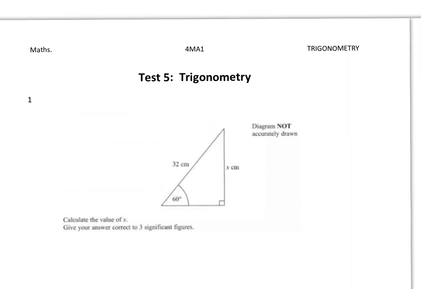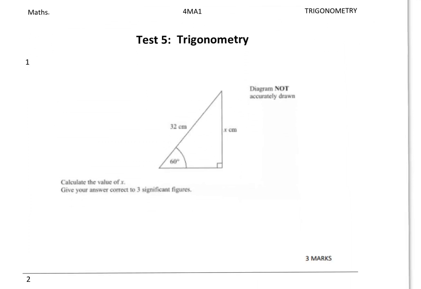Number 1, we have a right angle triangle. We have an angle and a side, and we need to find this side. So SOH CAH TOA. Look at this angle. We need to find the opposite, and we have the hypotenuse.